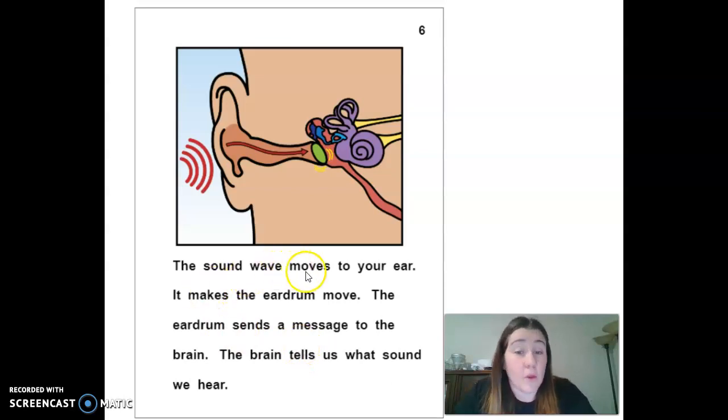The sound wave moves to your ear. It makes the eardrum move. The eardrum sends a message to the brain. The brain tells us what sound we hear.